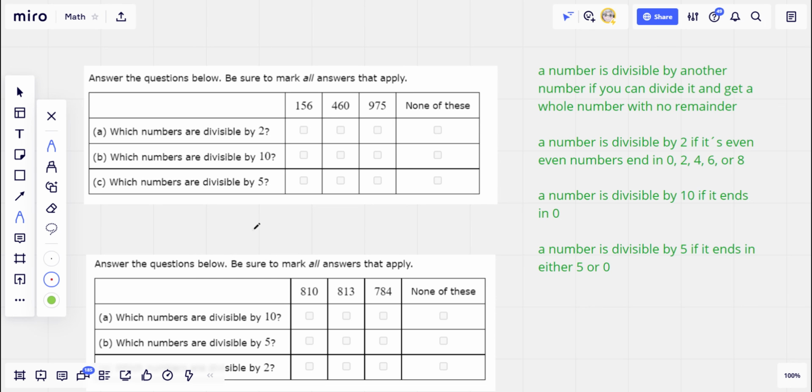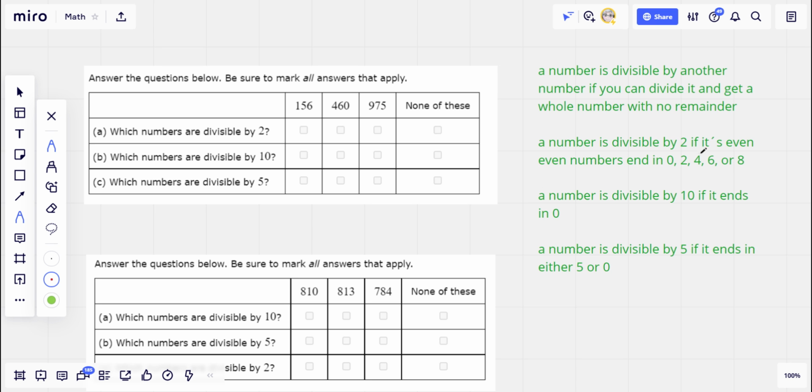So for example, 8 is divisible by 2 because 8 divided by 2 is just 4. There's nothing left over. But 7, not divisible by 2. You would get 3.5, or 3 and a remainder of 1. So there are some simple rules for divisibility by 2 and 10 and 5. And maybe you know these already.